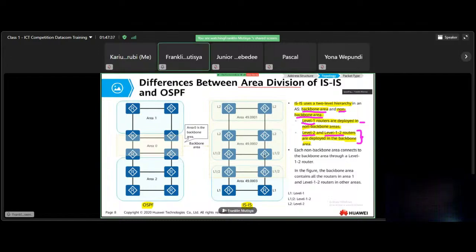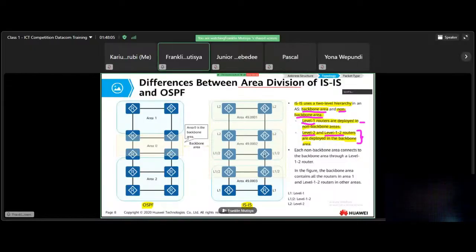ISIS routers are usually classified into 3 types. We have what we call level 1 routers. Level 1 routers are routers which are deployed in the non-backbone areas.